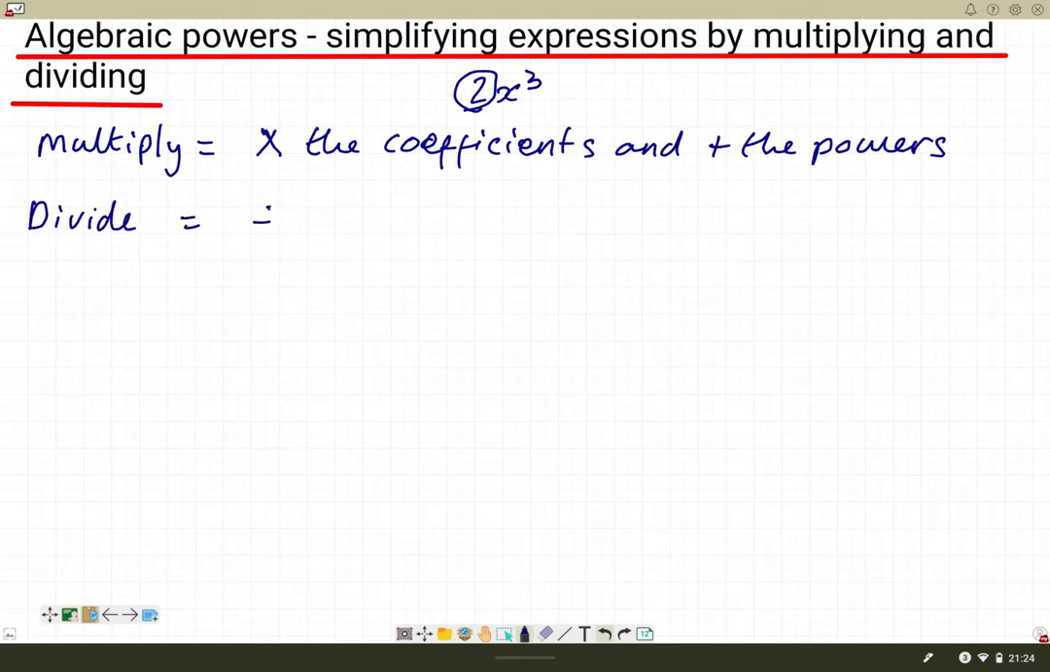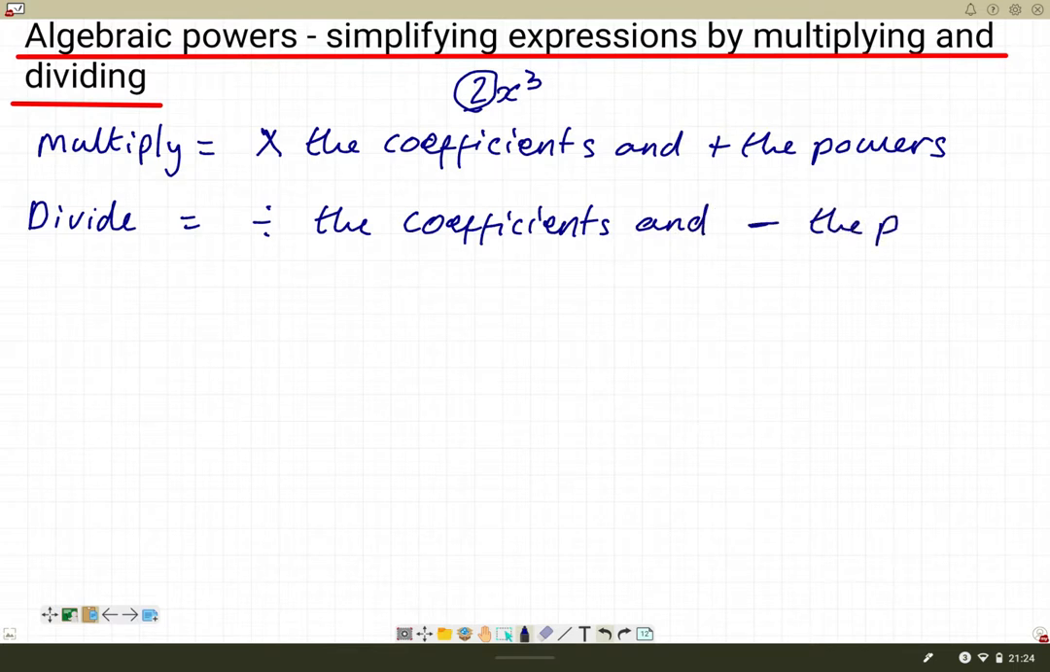And then if you're dividing, you have to divide the coefficients and subtract the powers. Okay, so let's get started. Show you a few examples.